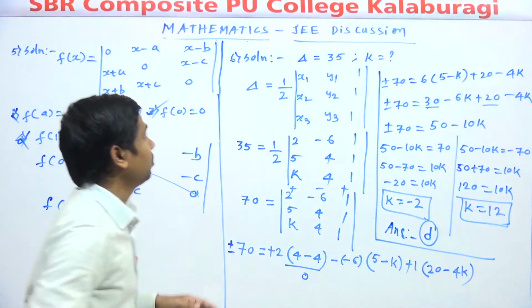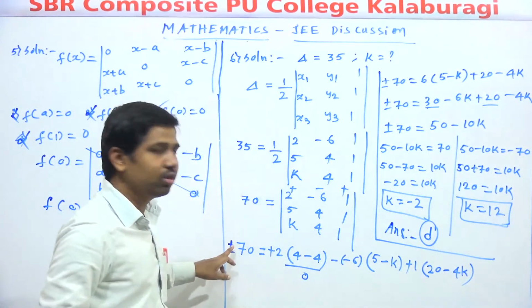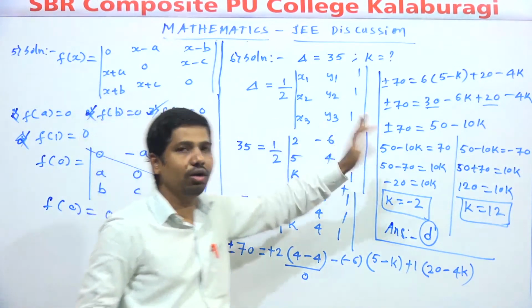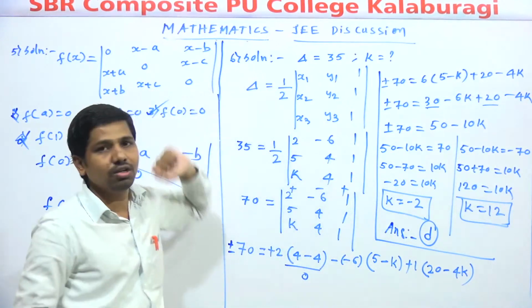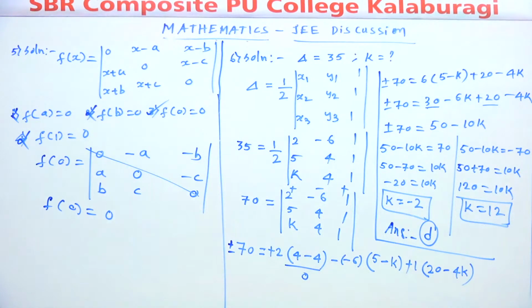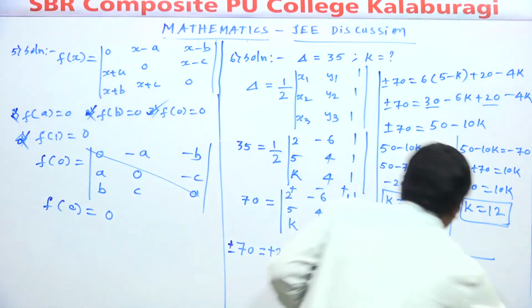The answer is D. So we should be very careful. You should take both plus or minus for finding the value of k. So this was about the sixth question. Now let us go for the seventh question. Seventh one.